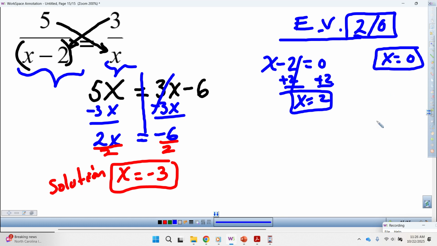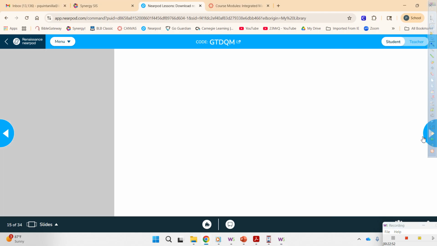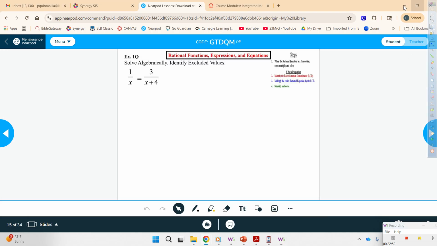So let me send you a screen so you can send me your notes. Example 1Q. Copy that. 1 over x equals 3 over x plus 4. I'll give you a head start on that one. It's very similar to the one we just did. Solve, then find the excluded values, and then send me your notes to see what you did.